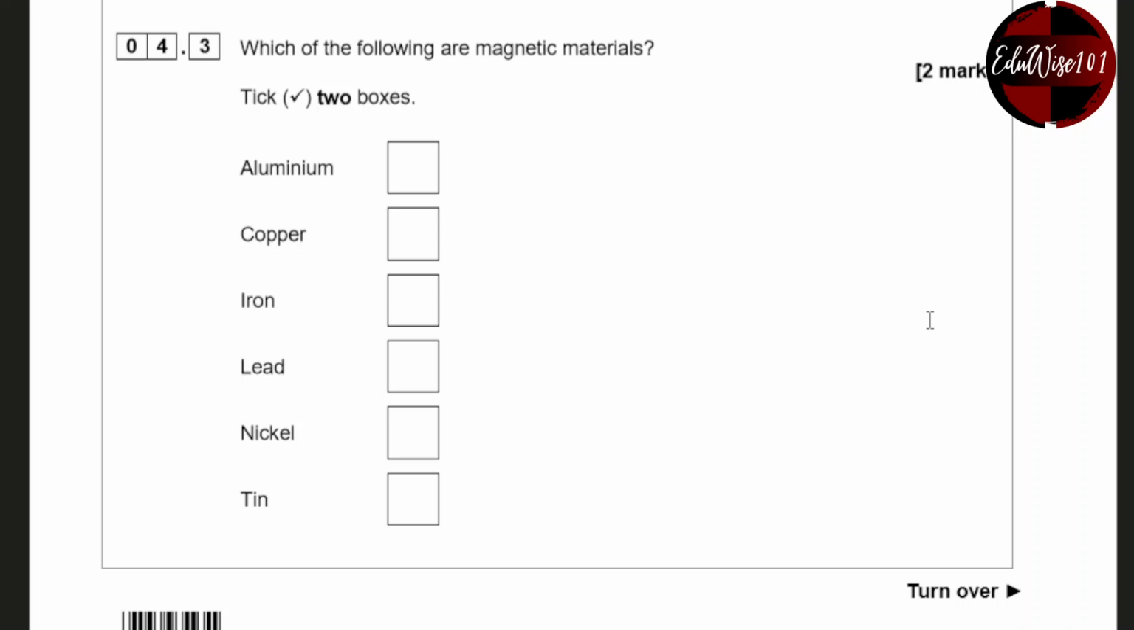Now, there's only 4 types of metals which are magnetic. Aluminium is not one of them. Copper is not. Iron is magnetic. Lead is not. Nickel is. You don't have to put the cross, just the ticks. Now, iron and nickel are shown here. The other 2 are steel and cobalt. Right? It's only iron, nickel, cobalt, and steel which are magnetic. Every other metal is non-magnetic.